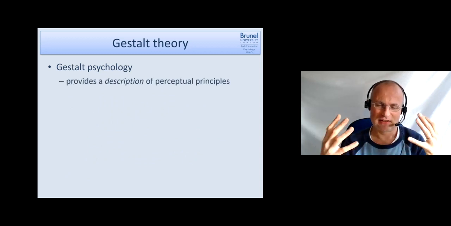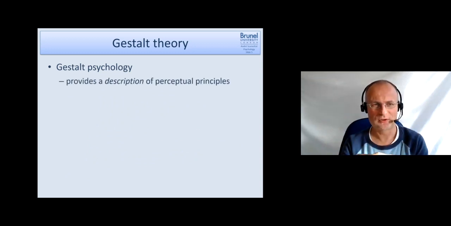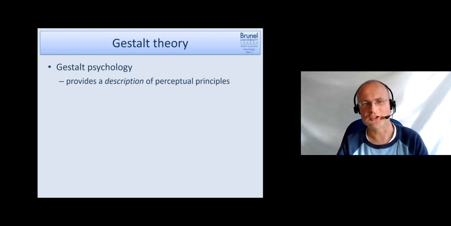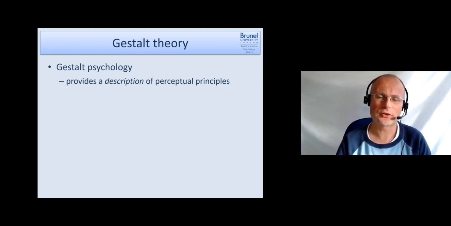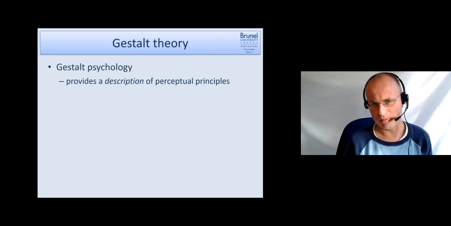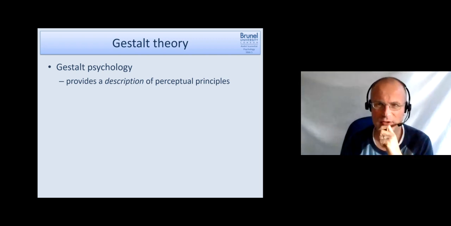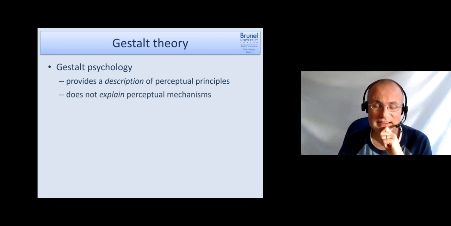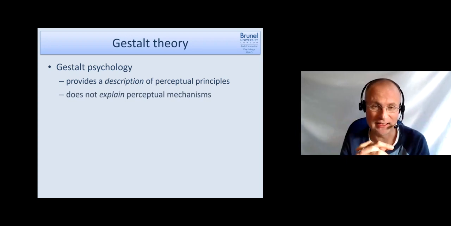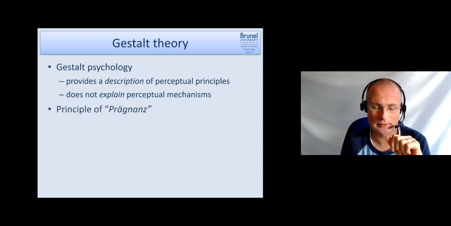The things we will see in a moment, which have been proposed by Gestalt psychology, provide a really good description of some perceptual principles, how we see things, how we group things together to perceptions. But it doesn't explain why it's happening that way. So we should be aware of that. It's more descriptive than that.